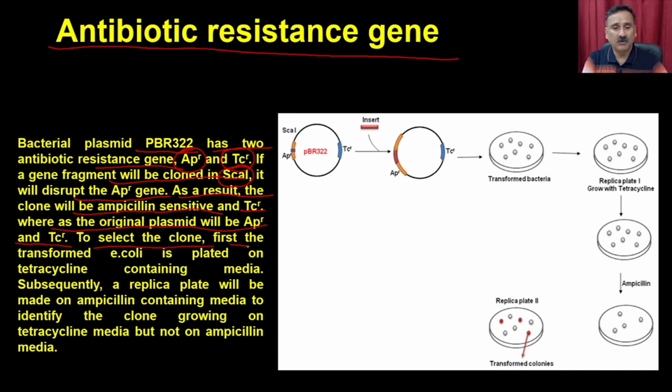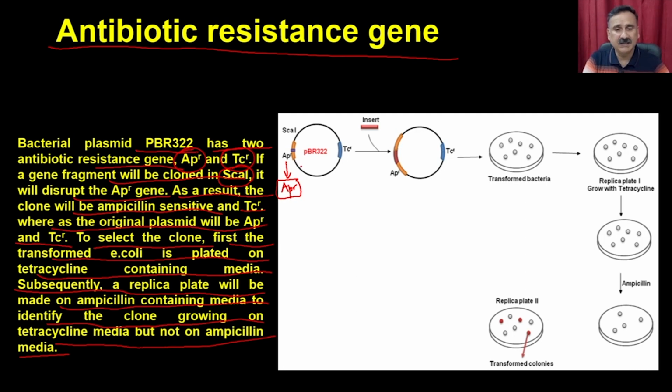To select the clone, first the transformed E. coli is plated onto a tetracycline containing medium. Subsequently, a replica plate is made on ampicillin containing medium to identify the clones growing on the tetracycline medium but not on the ampicillin medium. If you have cloned a fragment using ScaI as a restriction site, it is going to disrupt the beta lactamase gene, the ampicillin resistance. As a result, this particular clone is going to be sensitive to ampicillin action.